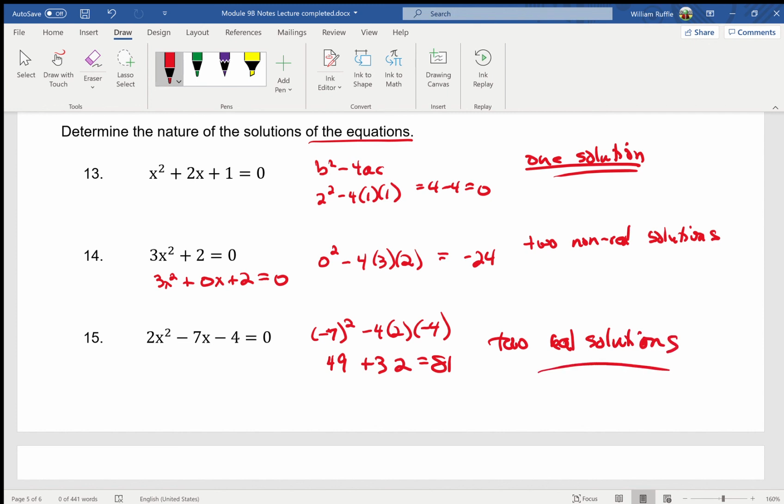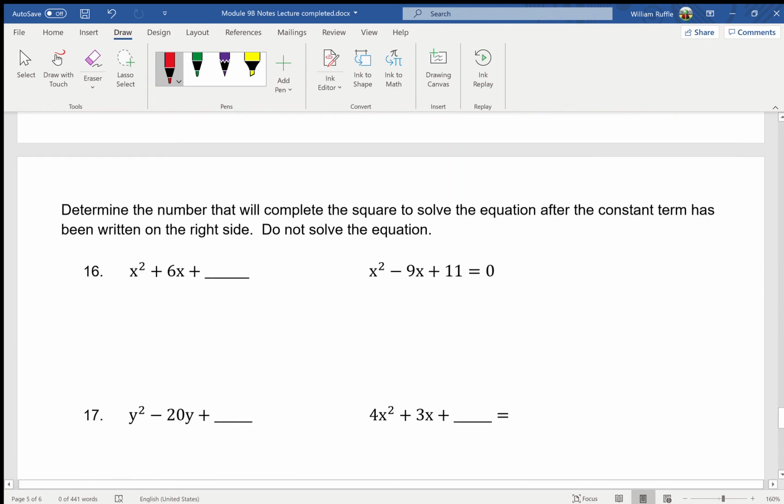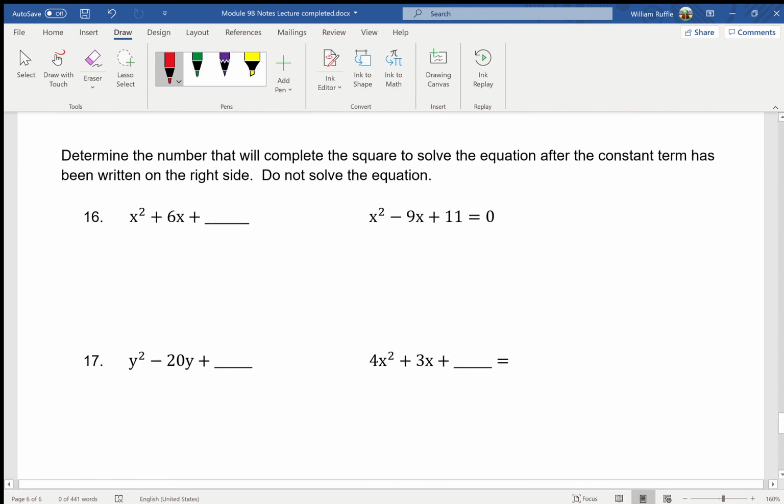Alrighty, now I just have the last questions here, a couple here. Again, now this one, we're going to go back to completing the square. They have a couple questions at the end of the homework, and they like to give this on the quiz, so you will have to do this. But you don't have to solve the whole equation. You just have to tell the number that will be needed to complete the square.